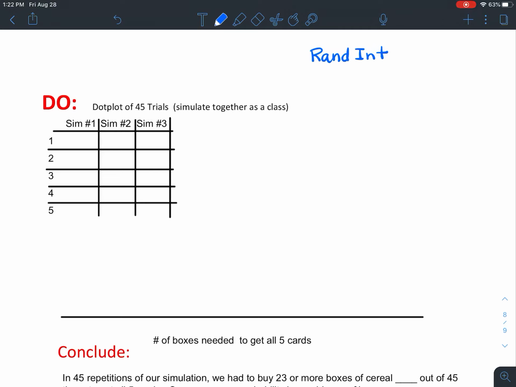On the calculator, I would have chosen the random integer feature, which I believe is under the math button and the probability menu, and then it's option 5. You would need to say, what's the smallest number that we want generated? That would be a 1. The biggest number would be a 5. And then I want to generate 5 numbers.